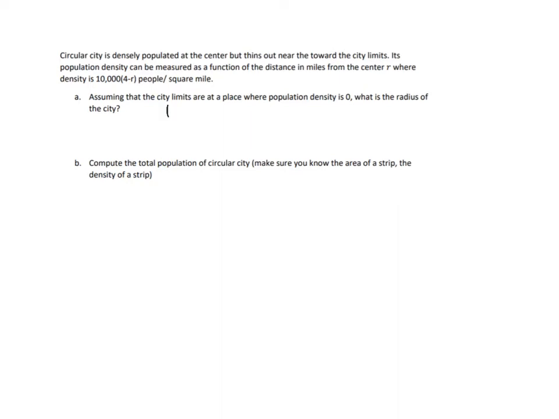Well, if I solve that, 10,000 times 4 minus r, when will that be 0? And obviously, if r equals 4, that would give us 0 for that function. So in other words, if r equals 4, the radius of the city is 4 miles. Okay, compute the total population of circular city. Make sure you know the area of a strip and the density of a strip. So this is going to be a really important thing I may ask you about. To make sure you really understand what's happening, I want you to understand those parts.